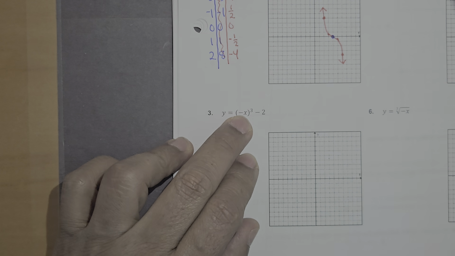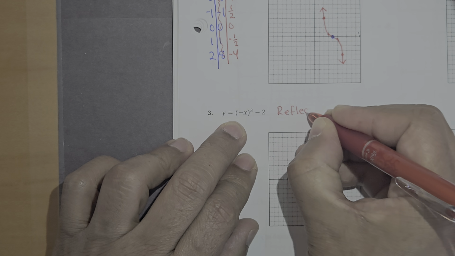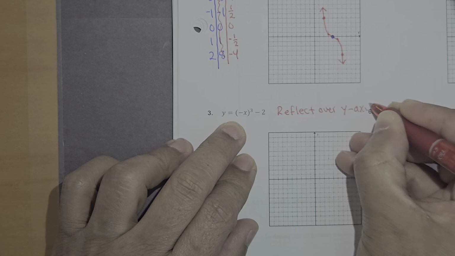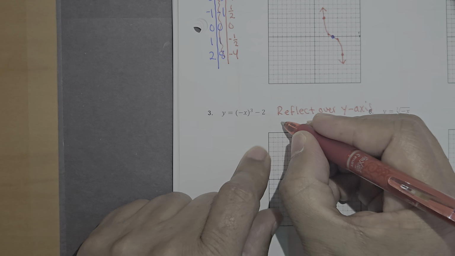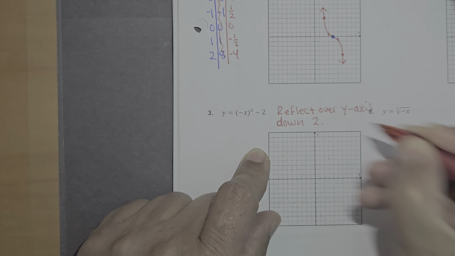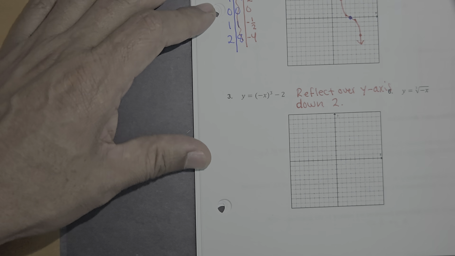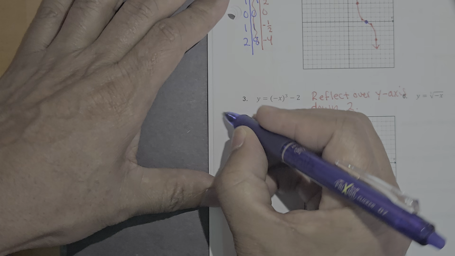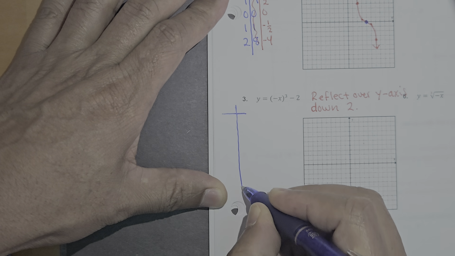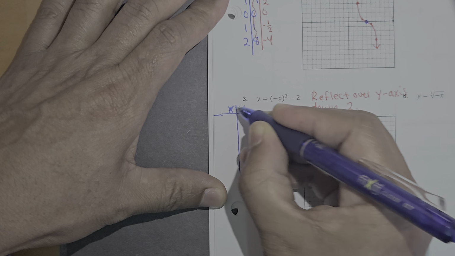Okay, so I'm going to address that first. So this is going to reflect over the y-axis. And then that minus 2 is going to take the origin of the graph down 2 units. Okay, so those are the transformations. Again, I'm going to copy the table of the parent function. Then I need to change the x values and not the y values. So this is x and this is y.